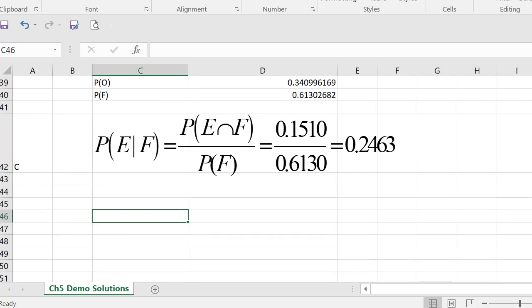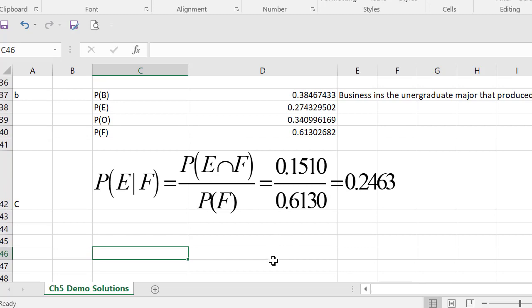The formula then looks like the following. The probability of E given F, we know that to do that calculation, that's the probability of E intersection F divided by the probability of F. That's what we do when it's probability of E given something. So the given goes on the underside of the division, or in the denominator.